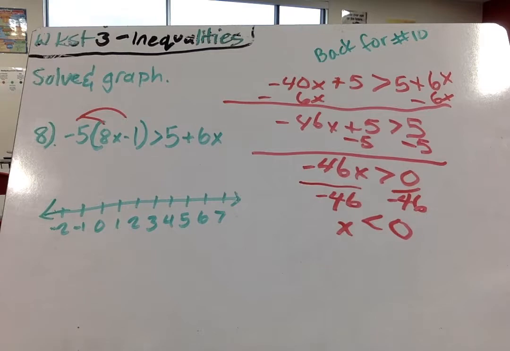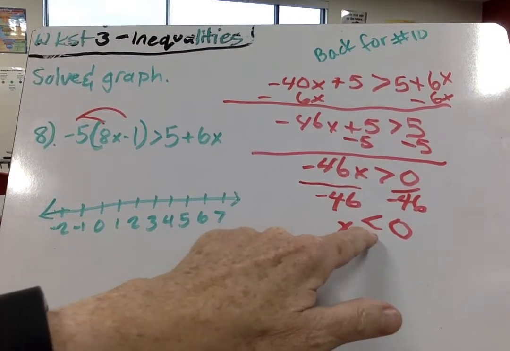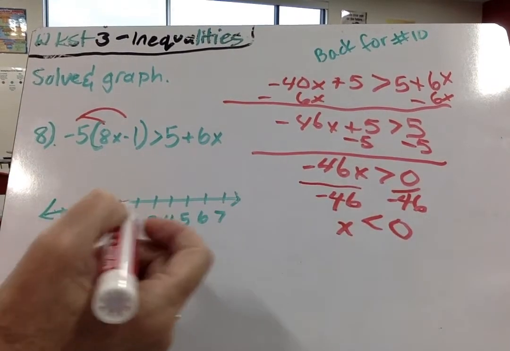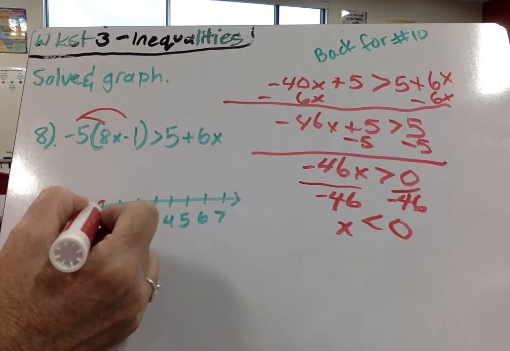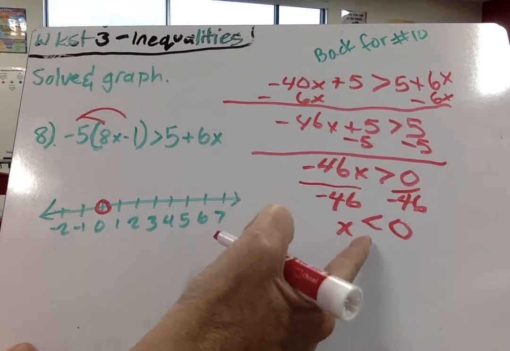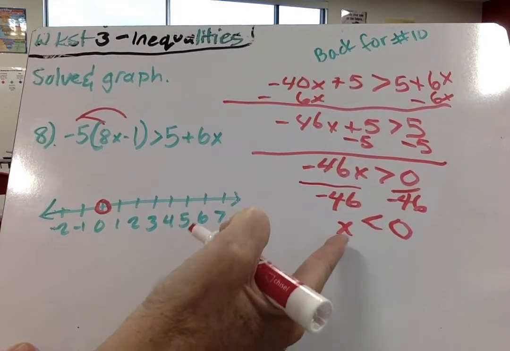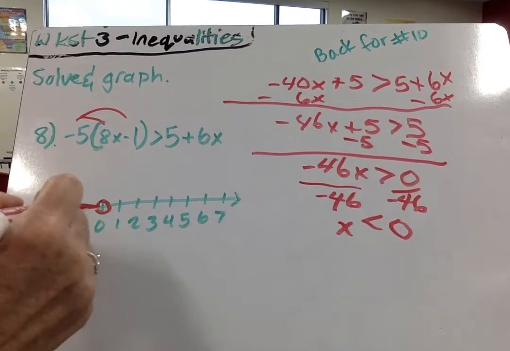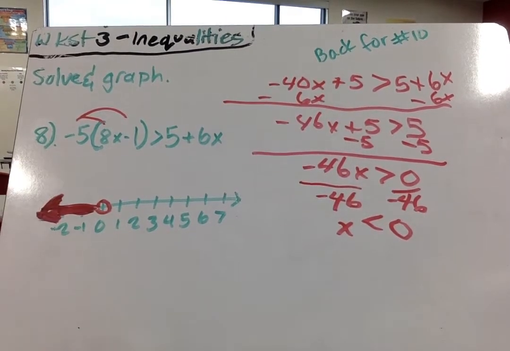Remember when you're going to graph, if there's no or equal to, more ink here means more ink over here. But I don't have more ink, so that means it's got to be an open dot at 0. And if you have your variable on this side, that means we're going to shade to the left. And there's number 8, okay?